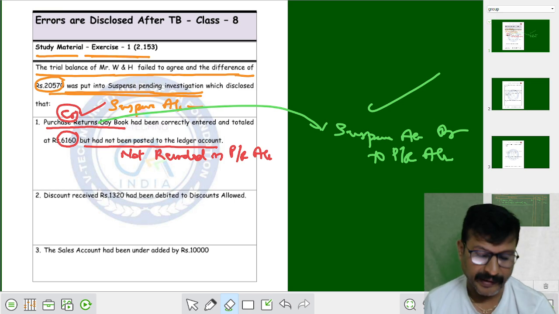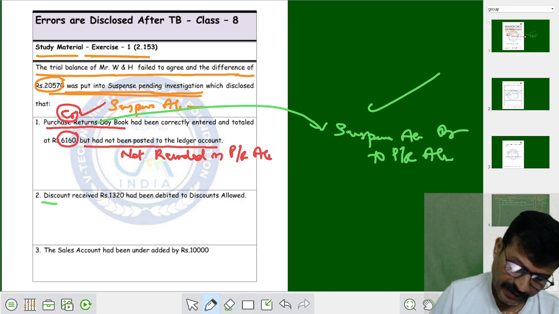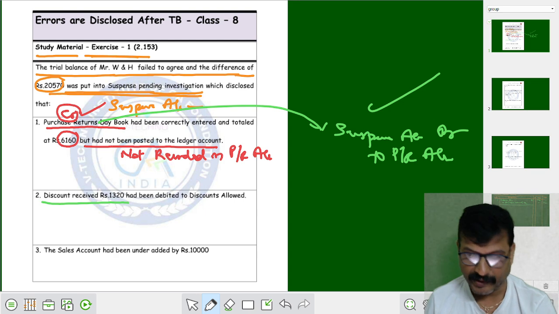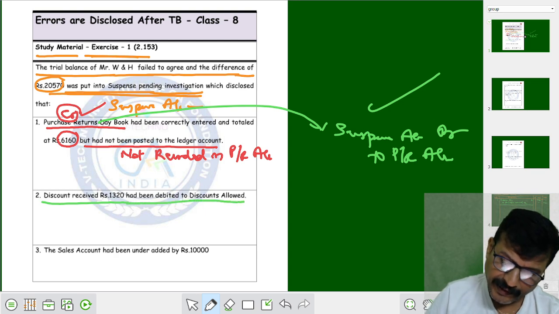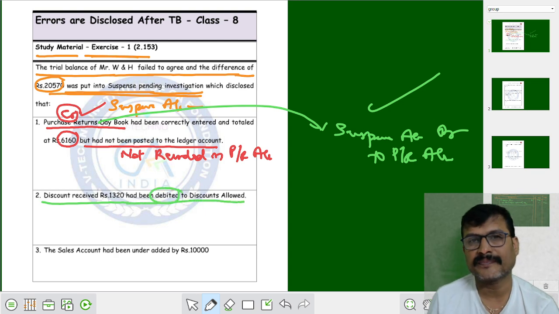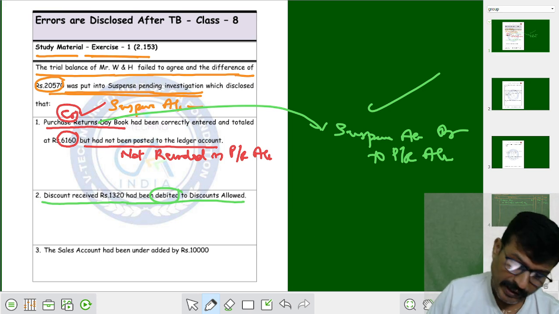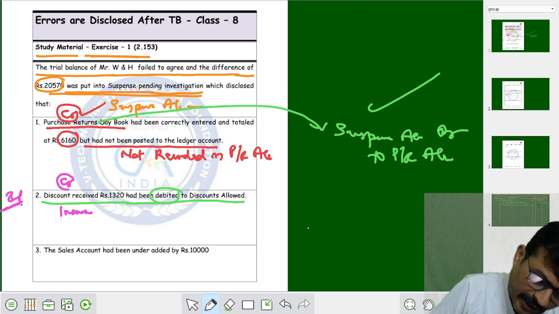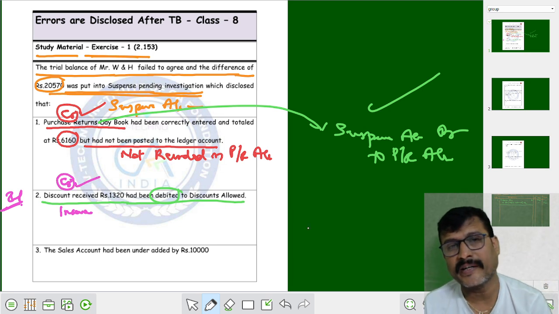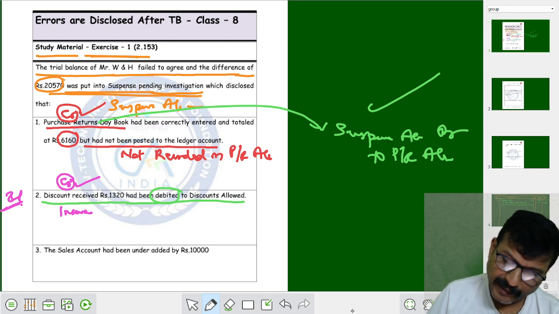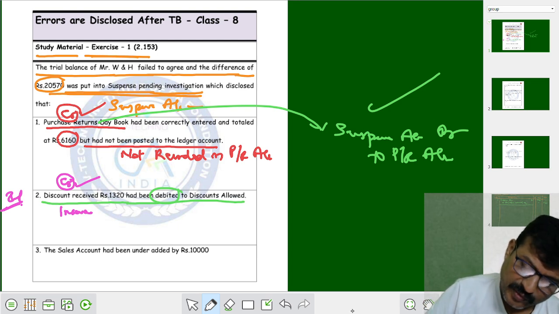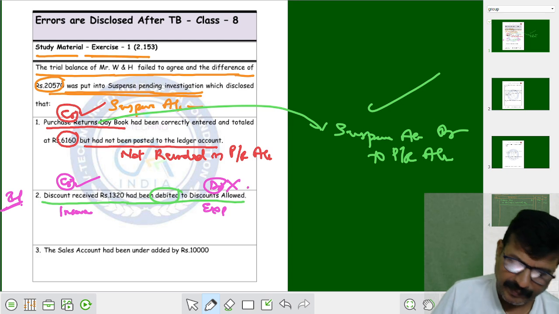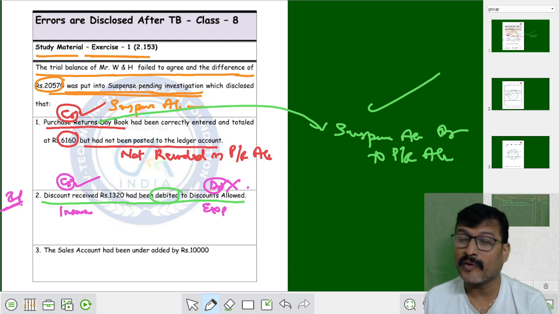See the second one, my dear students, what happened? Discount received 1,320 had been debited to the discount allowed account. See, we have two types of concepts here in the problem. Discount received is an income. Income means what to do? Credit. Which credit? A correct credit. Had been debited to the discount allowed account means what? Discount allowed is an expense, so debit, it is a wrong debit. Now what we have to do?